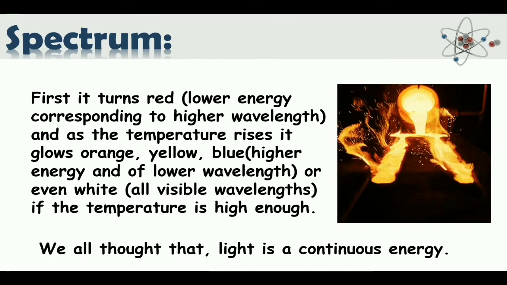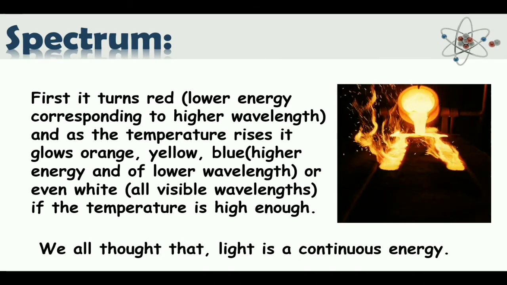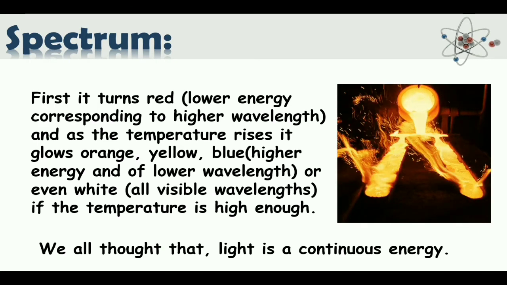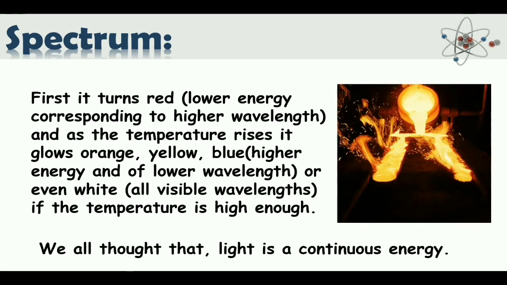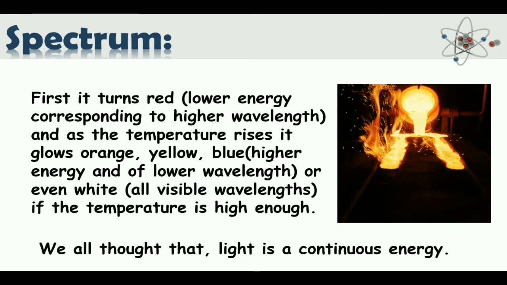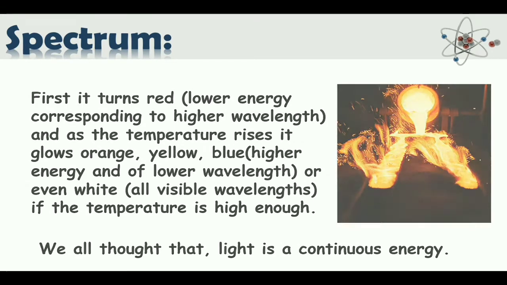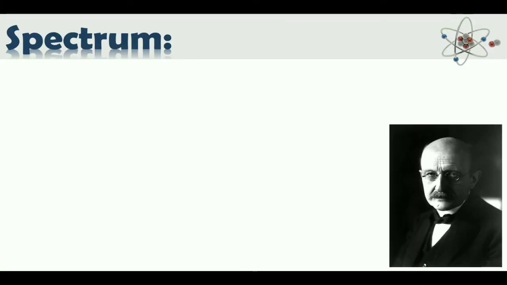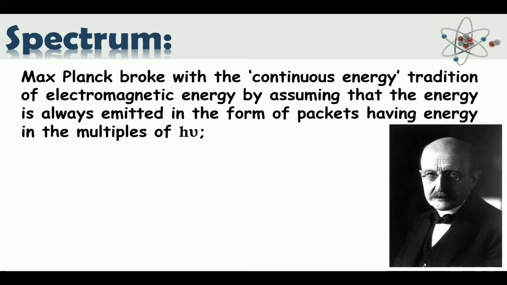And we all thought that light is a continuous energy, meaning when we switch on the light, it continuously produces light energy. But actually that is not correct. Let us see. The scientist on the screen is Max Planck. He broke the continuous energy tradition of electromagnetic energy.